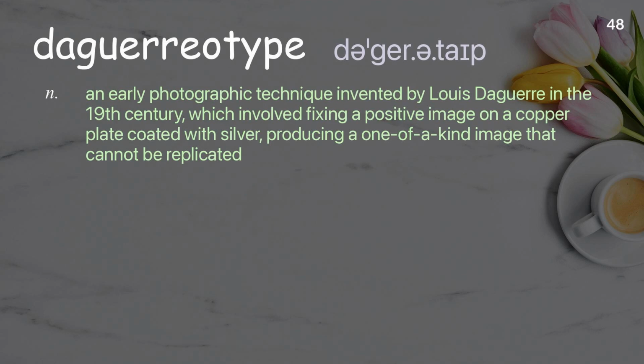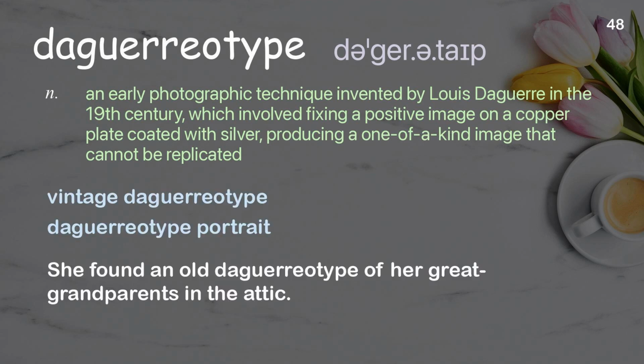Daguerreotype. An early photographic technique invented by Louis Daguerre in the 19th century, which involved fixing a positive image on a copper plate coated with silver, producing a one-of-a-kind image that cannot be replicated. Examples: vintage daguerreotype. Daguerreotype portrait. She found an old daguerreotype of her great-grandparents in the attic.